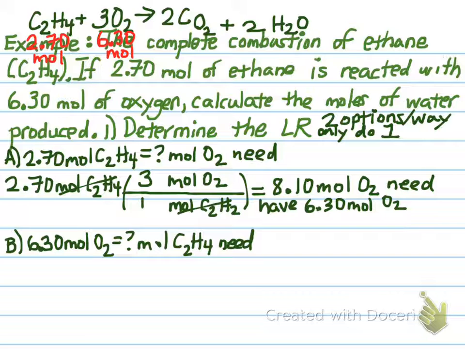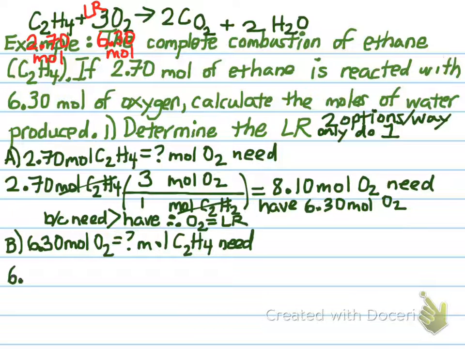Yes, we need more than we have, because we need more than what we have. Therefore, oxygen is our limiting reagent. So I like to label that. I like to come back up here and say, this is my limiting reagent, so I remember. Now, remember, you would only do this one way or the other. You would never ever do both. I'm doing both to show you that it doesn't matter which way you do it.